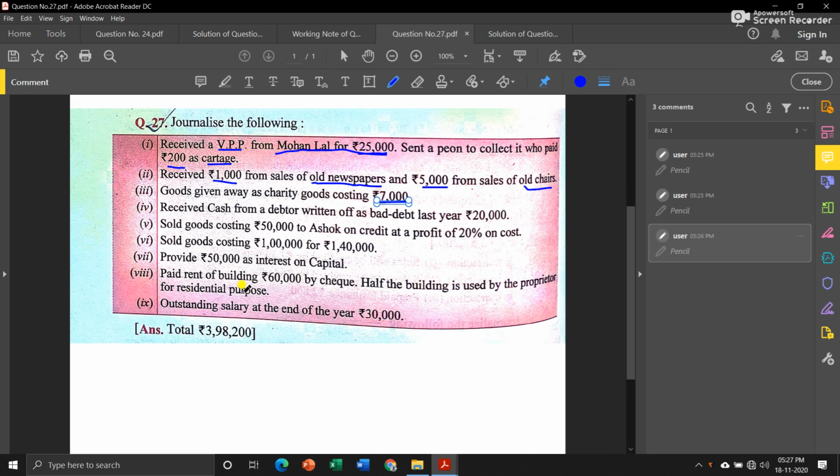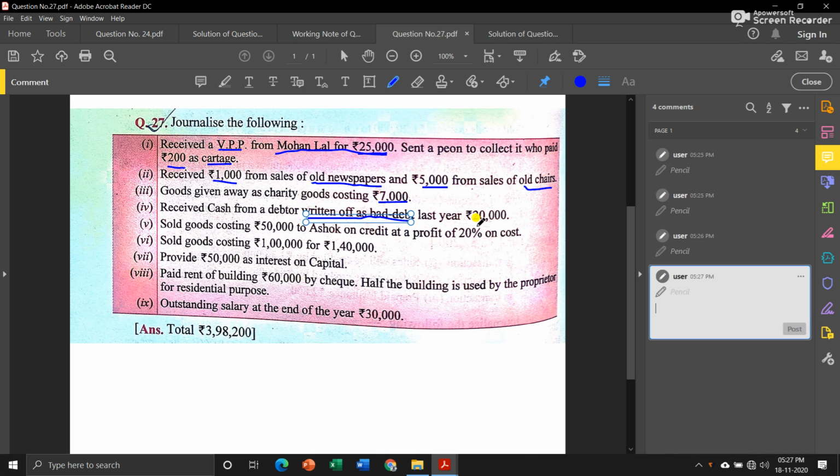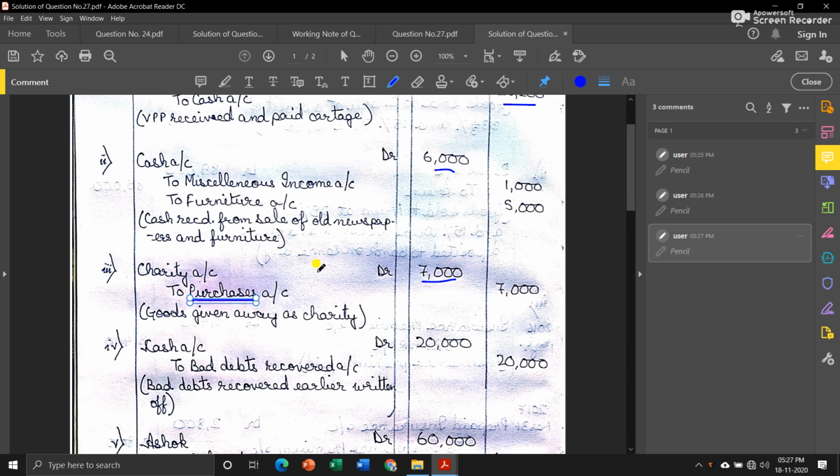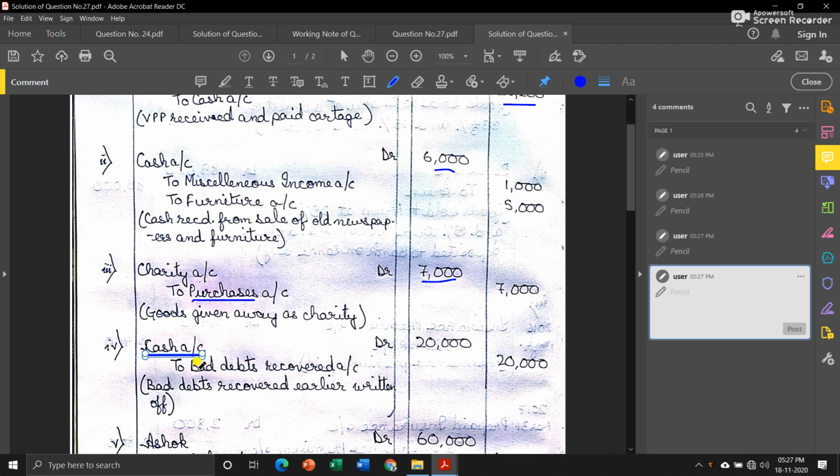Then next transaction: received cash from a debtor written off as bad debt last year, rupees 20,000. Now one of our debtors became insolvent and we wrote his account off as bad debts last year, but this year he became solvent and he paid us our 20,000 rupees. Since we received cash from him, we will debit cash account and we will credit bad debts recovered account rupees 20,000.